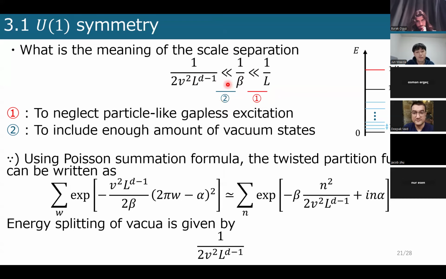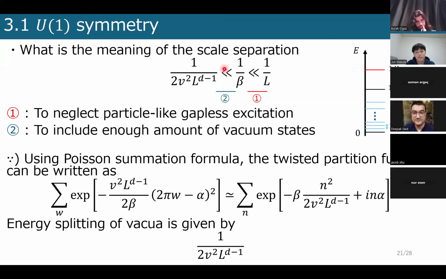And yeah, then what about the left-hand side? The leftmost value is the splitting energy of vacuum. Here we consider the U1 SSE phase, so there are S1 vacua, but these S1 vacua are split in finite volume. The splitting energy is given by this form. We can derive this by using the Poisson summation formula like this. But anyway, this value represents the splitting energy of vacua.